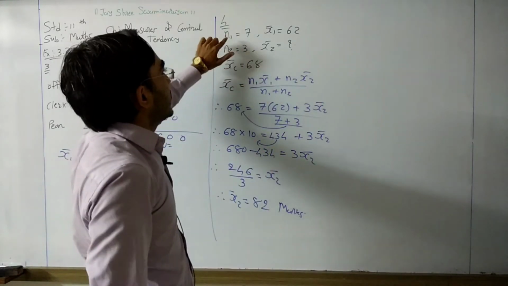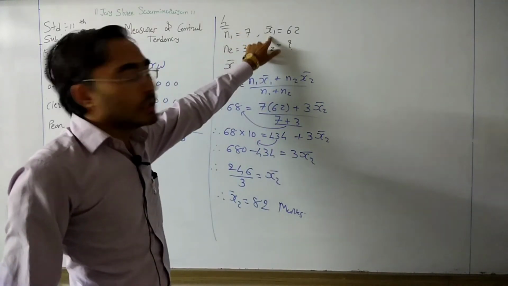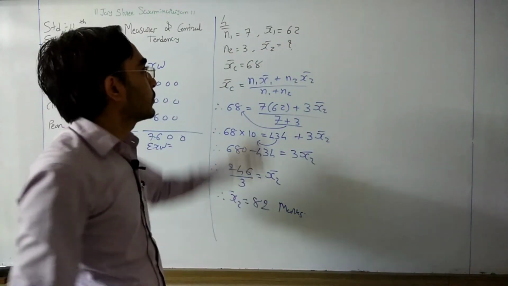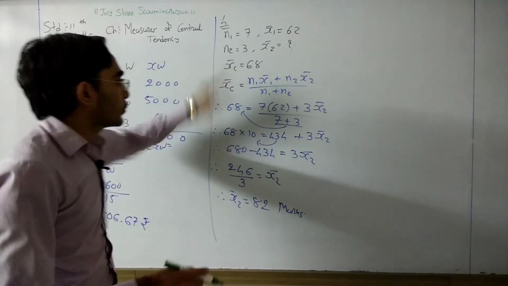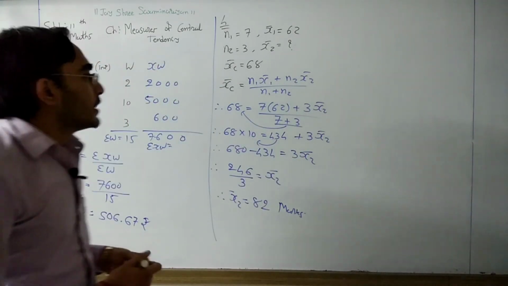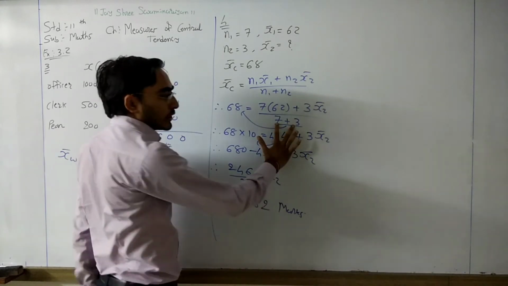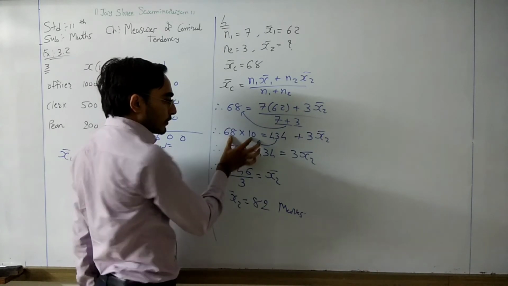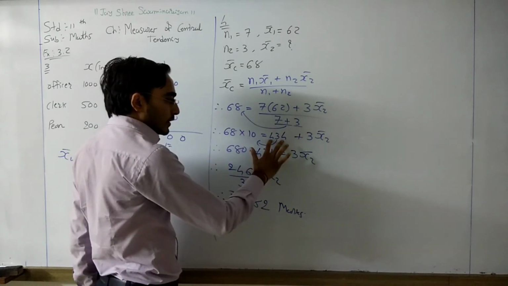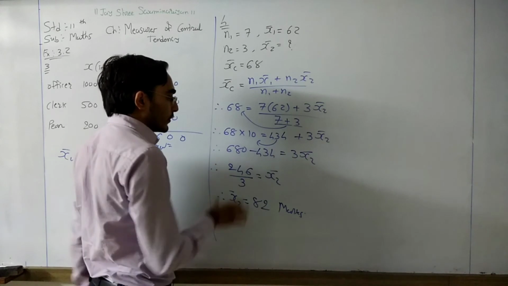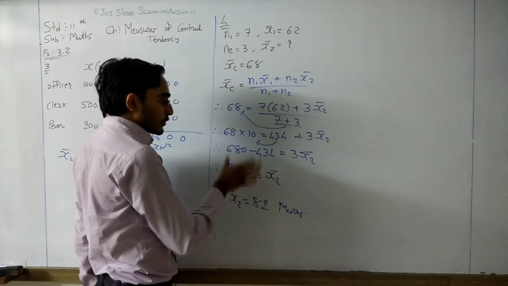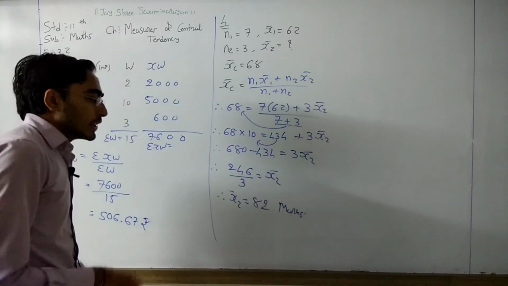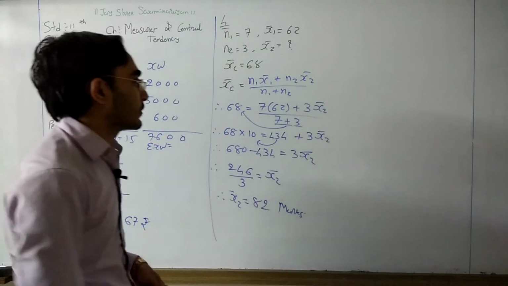Again, for the 7 theory papers, N1 is given to you and the mean is given, 62. You need to find the mean for the 3 practical papers. The combined mean is 68, so use the combined mean formula and put in all the values. First of all, we transfer this denominator, 7 plus 3, which is 10, to the left hand side, where it goes to the multiplication. After that, we transfer this 434 to the left hand side, so it becomes minus, and the answer is 246. Finally we transfer this 3 to the left hand side, and we get the value of x2 bar. It is 82 marks.